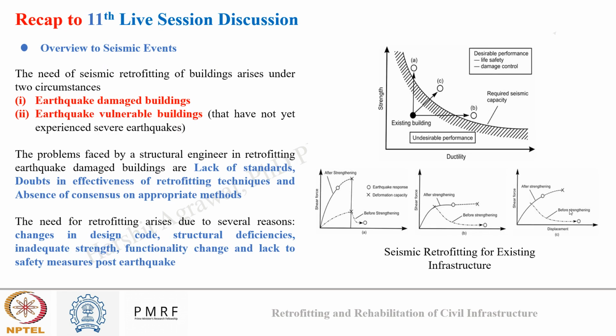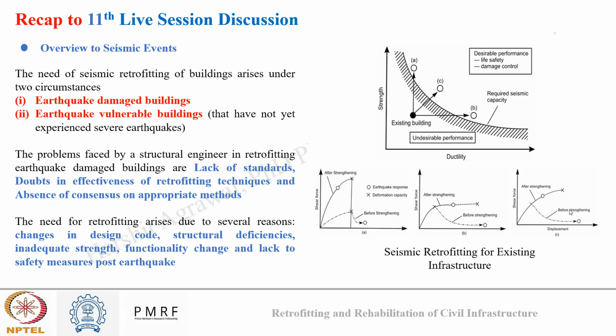So, in the last live session, we continued our discussion on earthquake retrofitting. We said then that the need for seismic retrofitting of buildings can arise under two circumstances. First, for an earthquake damaged building, where the building has already been damaged due to earthquake. In those buildings, we may need to offer some retrofitting measures. And second is the earthquake vulnerable building, where the building has not yet experienced any severe earthquake. So before an earthquake, how we can retrofit or safeguard the building against seismic activity.